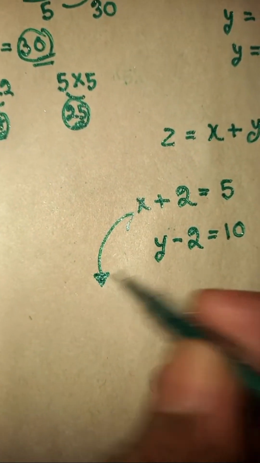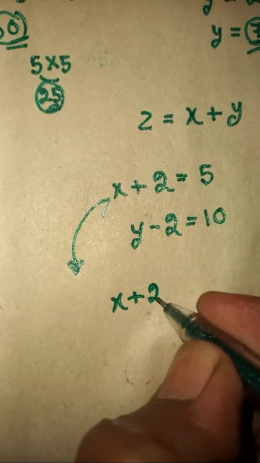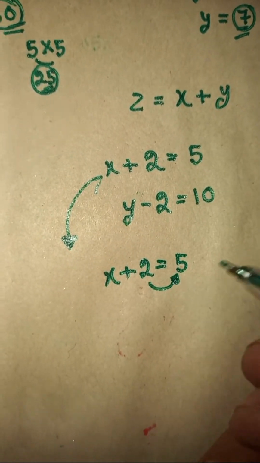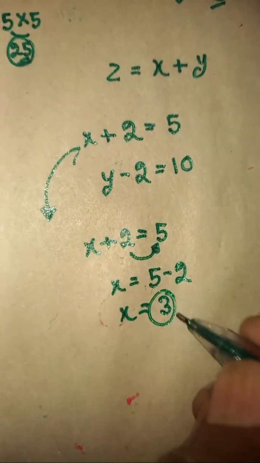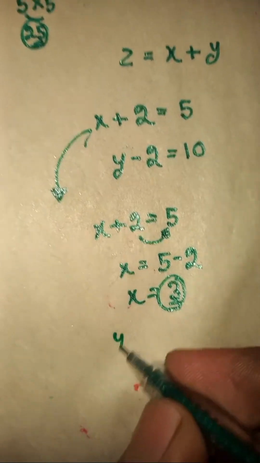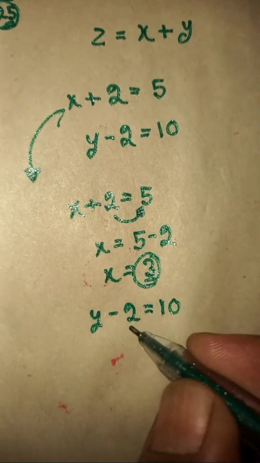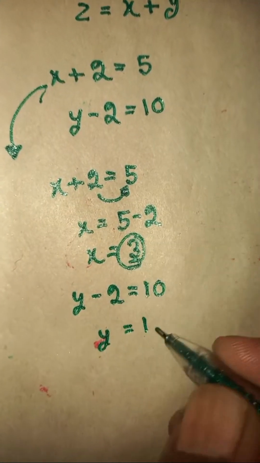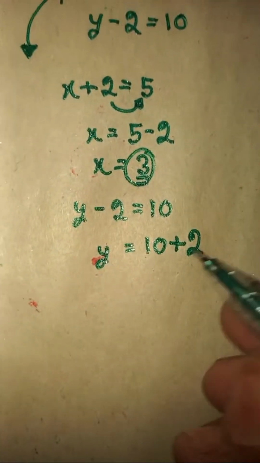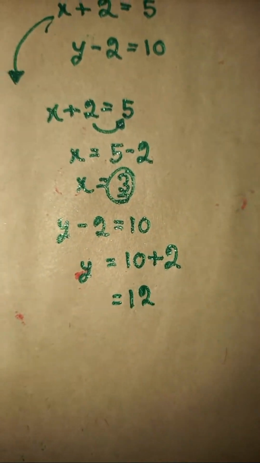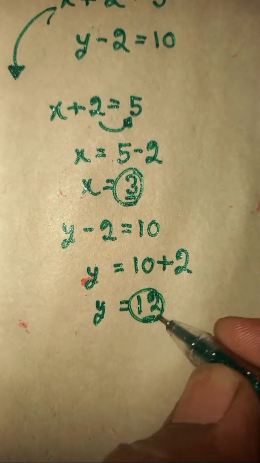That is x plus 2 equal to 5. Send this to that side, it becomes x equal to 5 minus 2, x equal to 3. And take this equation, that is y minus 2 equal to 10. Send this minus to that side, it becomes plus 2. Now you can do this problem in the same way. After sending that, you're going to get here 10 plus 2 equal to 12. So this y value is 12 and x value is 3.